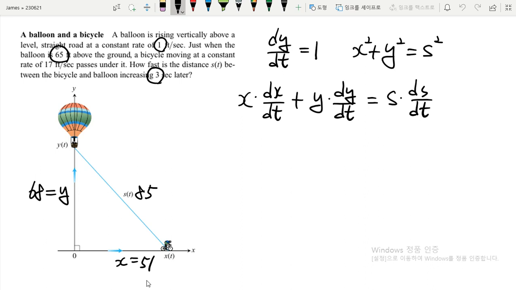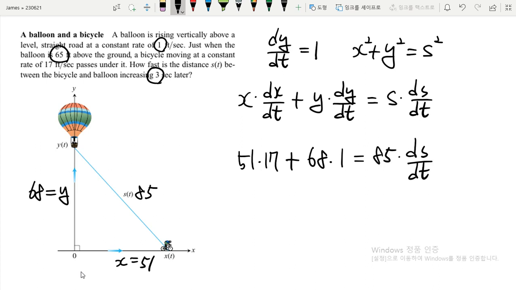Yep, so if we use these values, x is 51, dx over dt is 17, y is 68, dy over dt is 1. Now we can find the value of ds over dt. We need to use a calculator for this. Let's see. Okay, now I see what I'm going to do. We can cancel this.